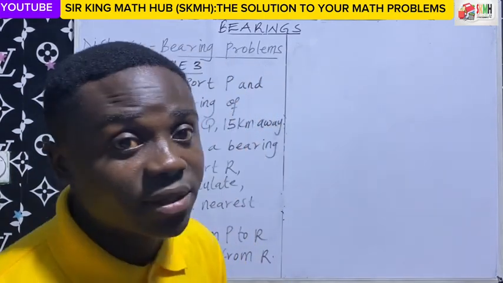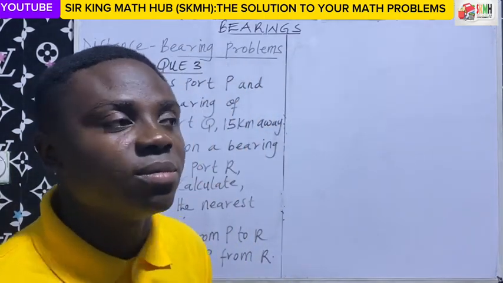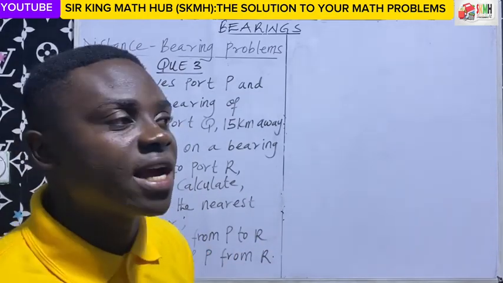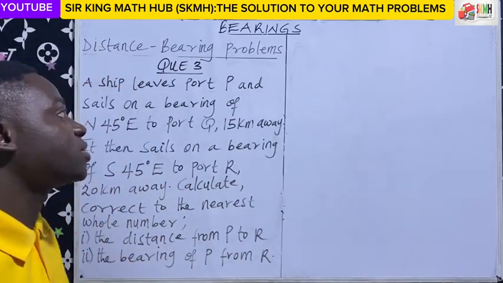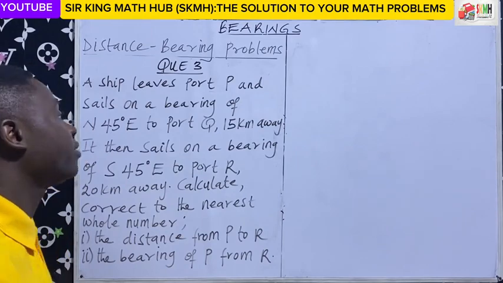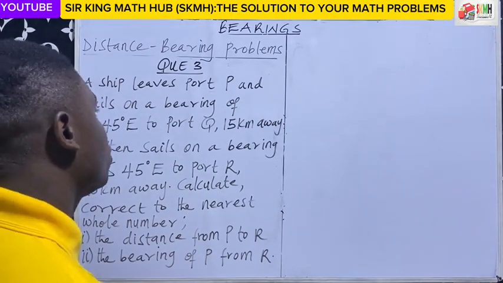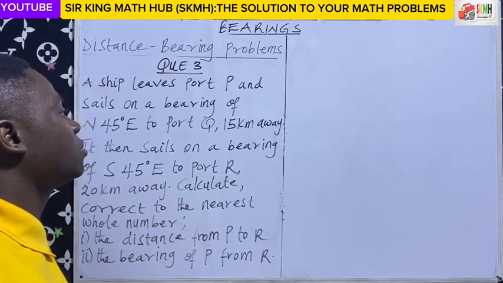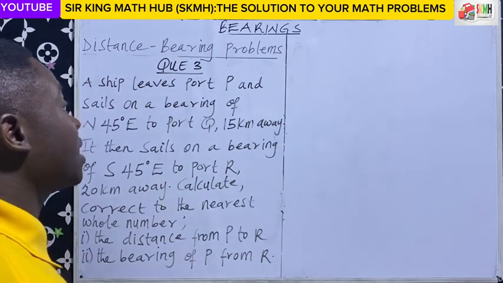We are still on bearings. We are looking at distance bearing problem. This is our third question. I read: a ship leaves Port P and sails on a bearing of 45 degrees northeast to Port Q, a distance of 15 kilometers away.